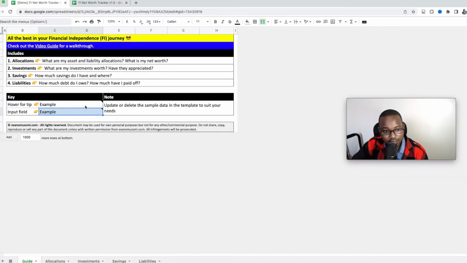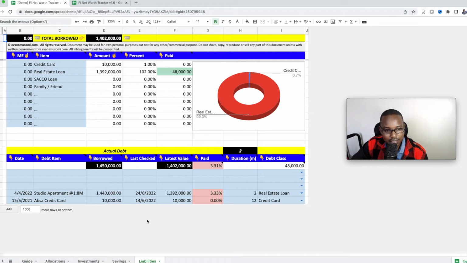Tooltips look like this, so you can hover over something and then the tooltips will come out. And then where you see this shade of blue, this indicates it's an input field and your input is needed over there. So let's start with the liabilities, then we'll go to the savings, investments, and allocations.